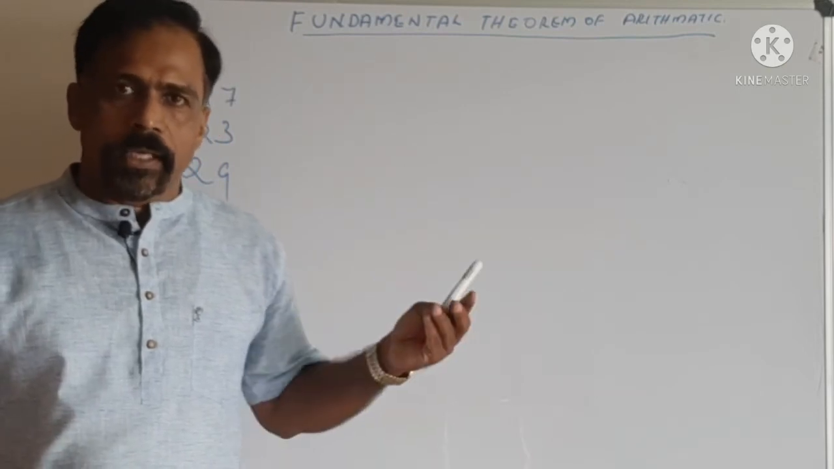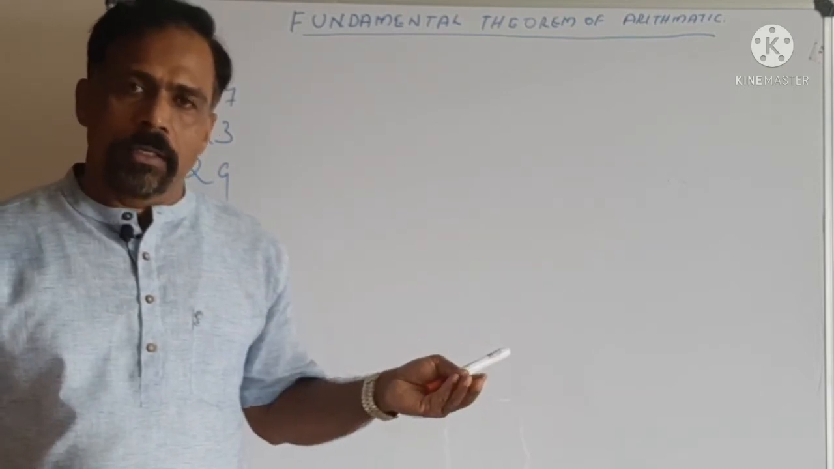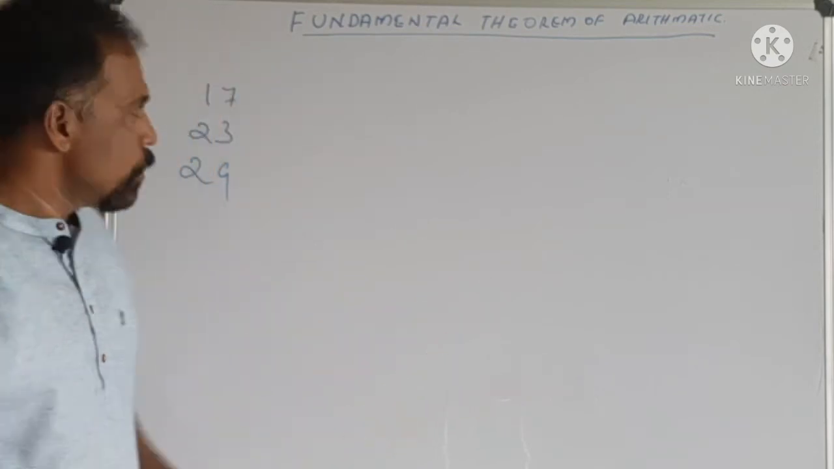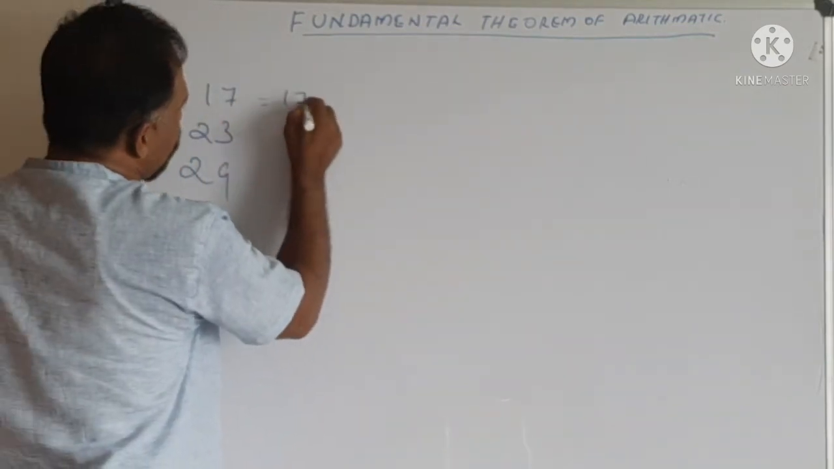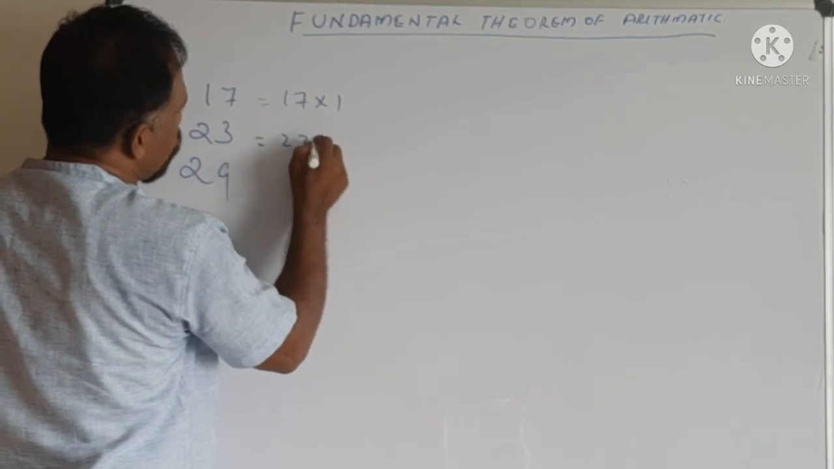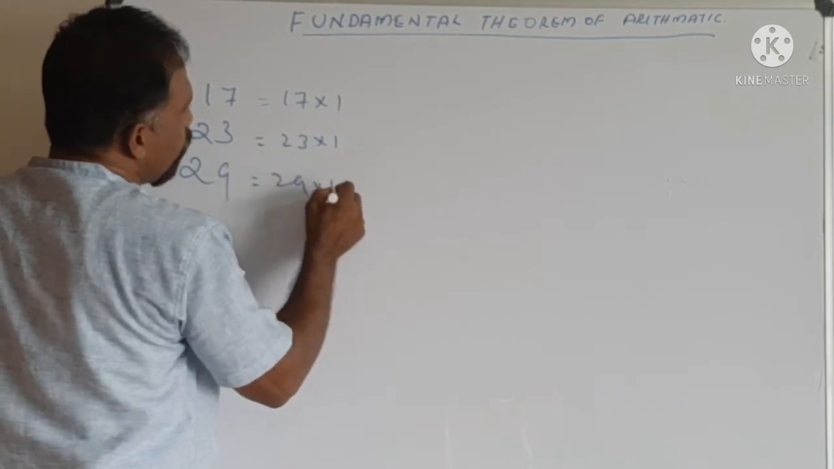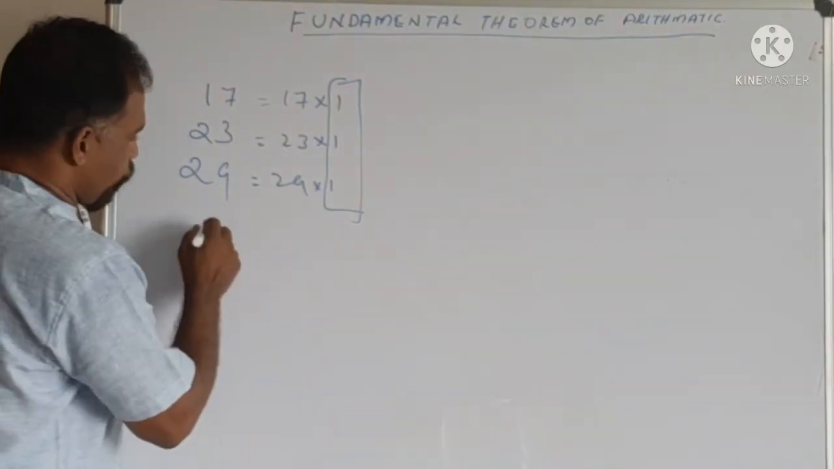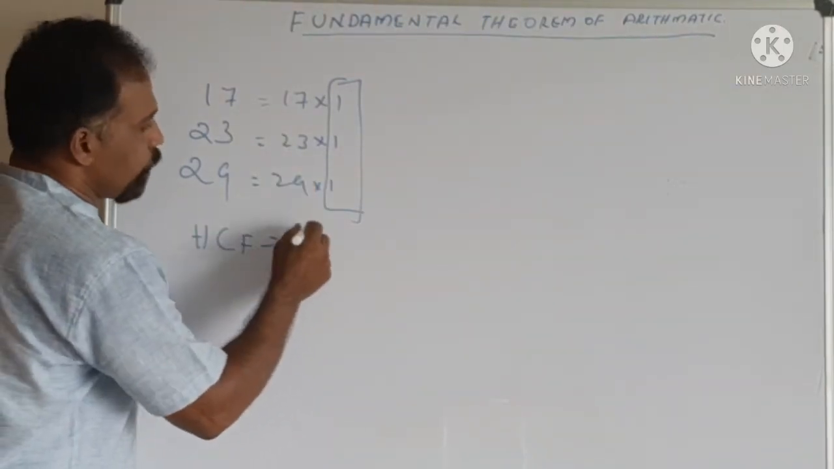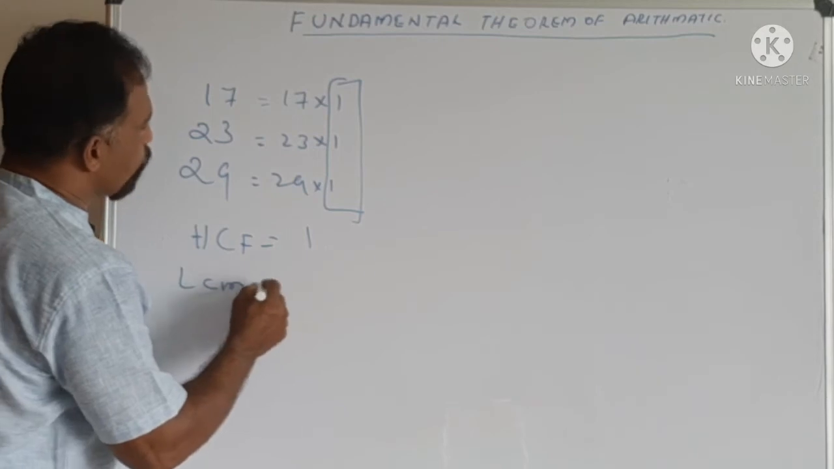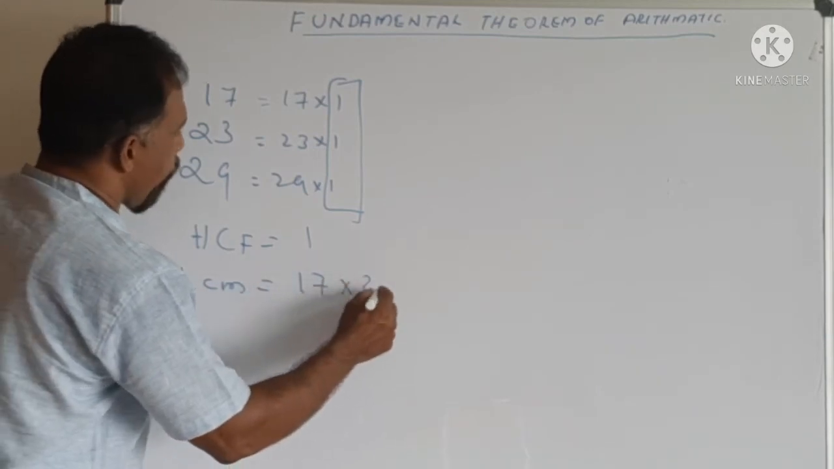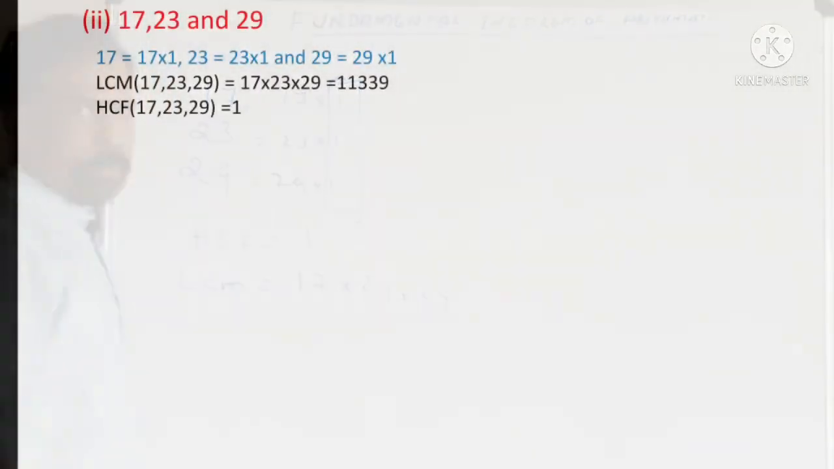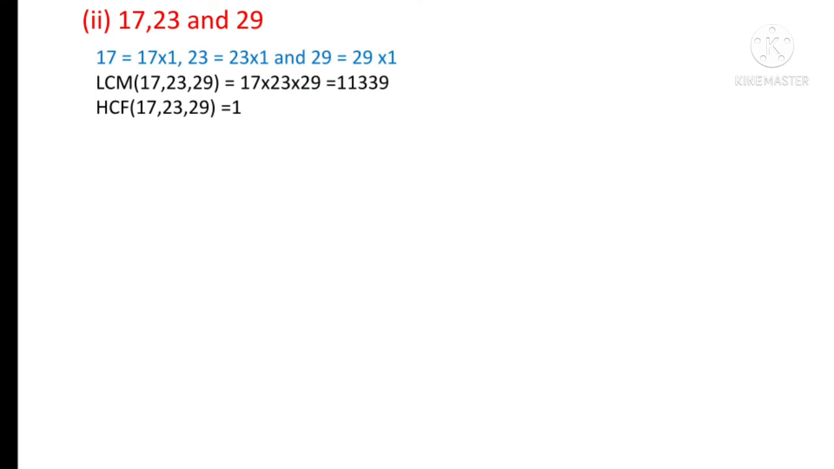So which will be the highest common factor? Only 1, because 17 can be written as 17 into 1, 23 is 23 into 1, 29 into 1, which is common? Common is only 1. So the SCF will be 1 and the LCM will be the product of all these numbers. Understood? So, okay. Now, this is how we do the LCM and the SCF.